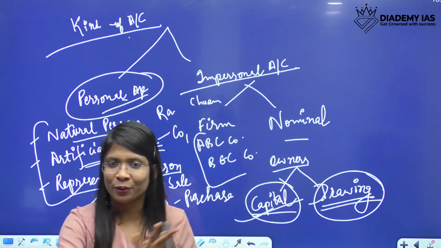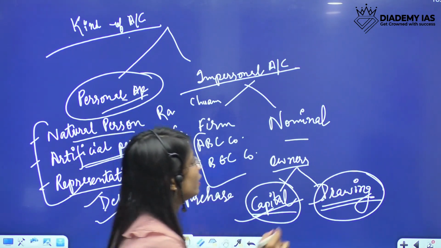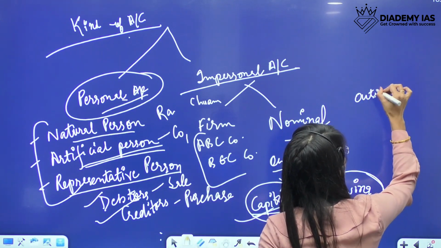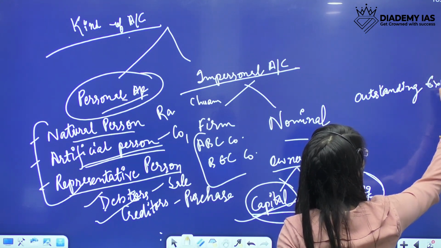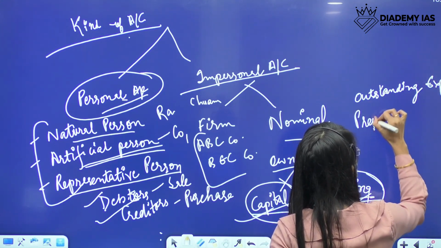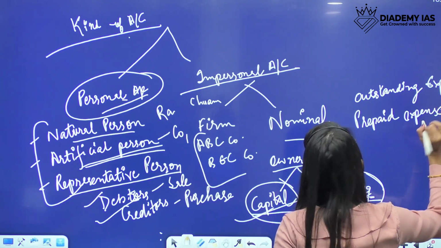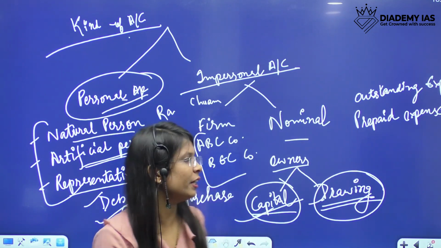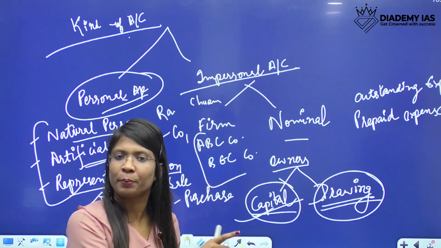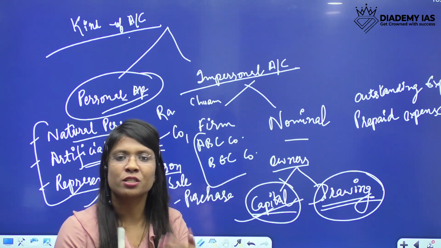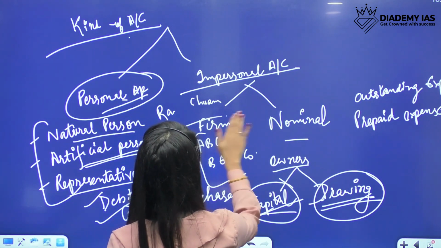The picture doesn't end over here. There are two other important accounts which you have to learn by heart. They are the outstanding expense account and another one is prepaid expense. You just write both these words. I'll explain them in a minute, after going to real and nominal. Just for 5 minutes, I will discuss that after 5 minutes. So I'll just rub all this.